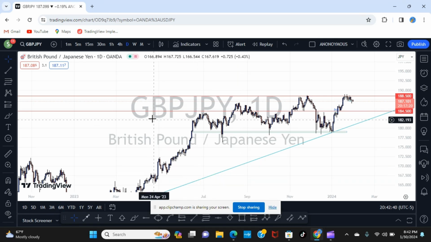Okay. On the chart, I'm looking at Great British Pound against Japanese yen. To shorten it, they call it GJ.